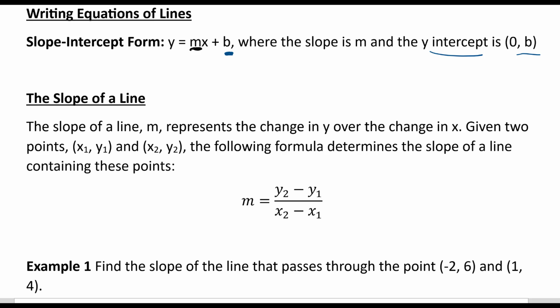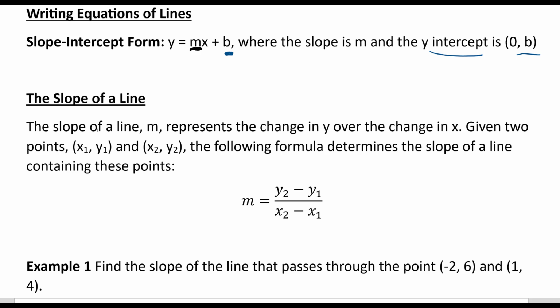So slope is talking about the steepness of the line. Usually we consider it as you go to the right, you go up, or as you go to the left, you go down. That'd be a positive slope. Or if you go to the right and it goes down, or go to the left and it goes up, that'd be a negative slope.